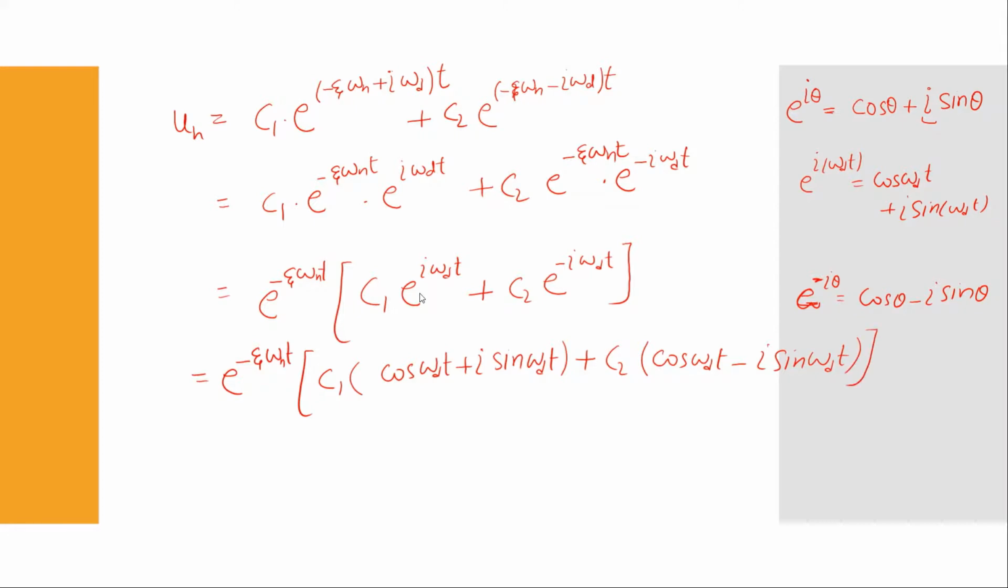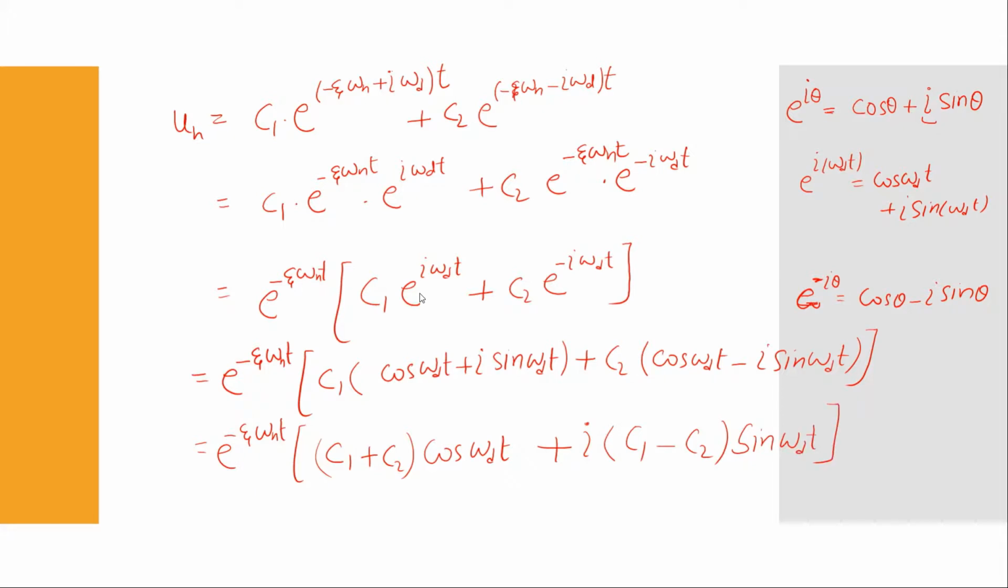Okay, so we can solve it: e to the power minus xi omega nt into c1 cos of omega dt and here c2 cos of omega dt. So we will just have c1 plus c2 times cos of omega dt, and we can write plus iota times, c1 here would be positive, so c1 sin omega dt, and here minus c2 into sin of omega dt.